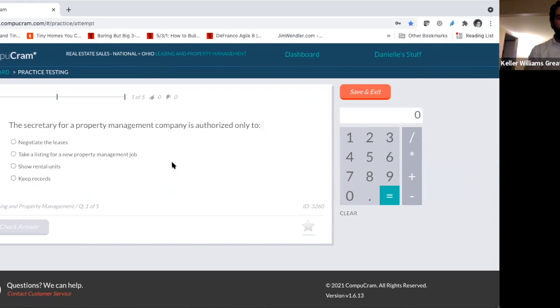All right. Question number 1, the secretary of a property management company is authorized only to A, negotiate leases, B, take listings for the new property management job, C, show rental units, or D, keep records.